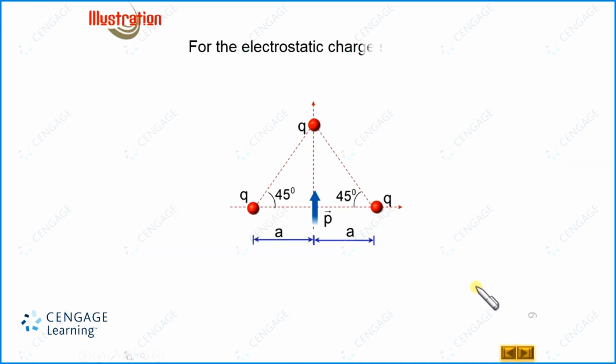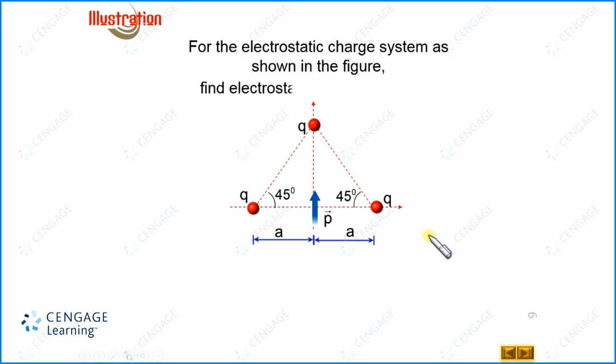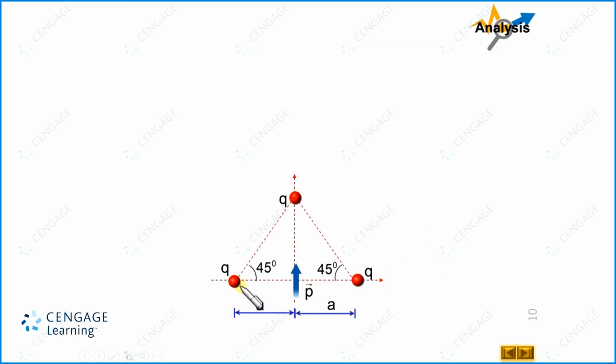In this illustration we can observe we have three charged particles of equal magnitude and same sign. These three charged particles are placed at the vertices of this triangle, and we have one dipole with dipole moment P vector. Here we need to calculate the electrostatic potential energy of the system. So let us make the diagram on the next page.